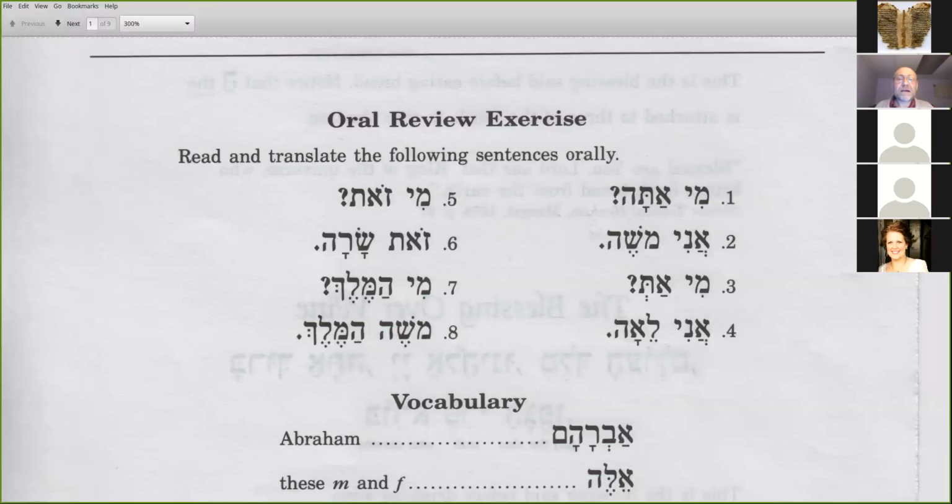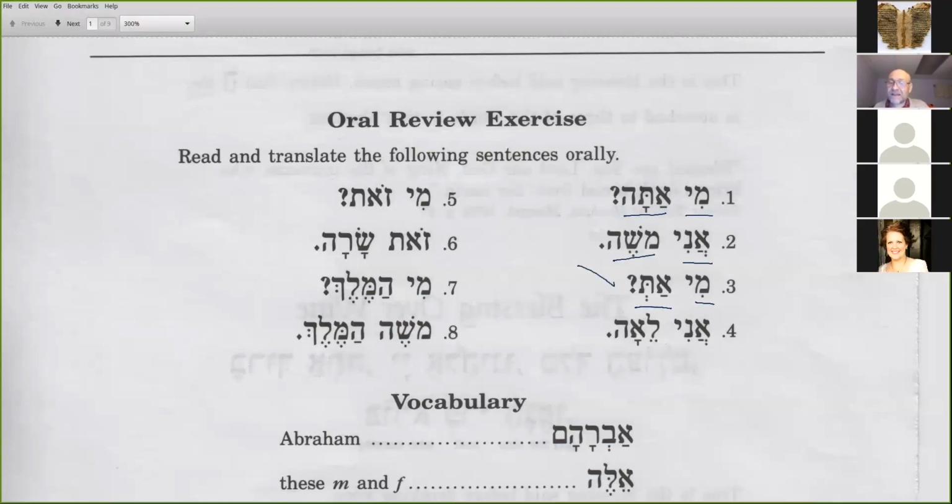Yeah, Marcel, go to the head of class. That's right. All right. Chapter 3. So let's look at our overview real quickly. This says read and translate the following sentences. We have number 1, mi ata. And so we get who are you, right? Number 2, ani Moshe, I am Moses. Mi at, who are you?